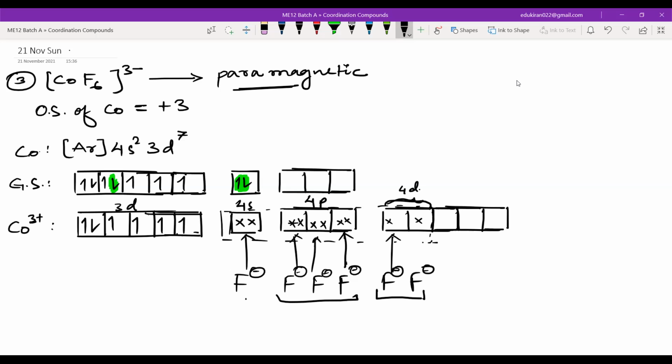Yes, sir. So in the geometry, 4d, there will be 4 electrons. Yes, 4 electrons. So the hybridization here is sp3d2.